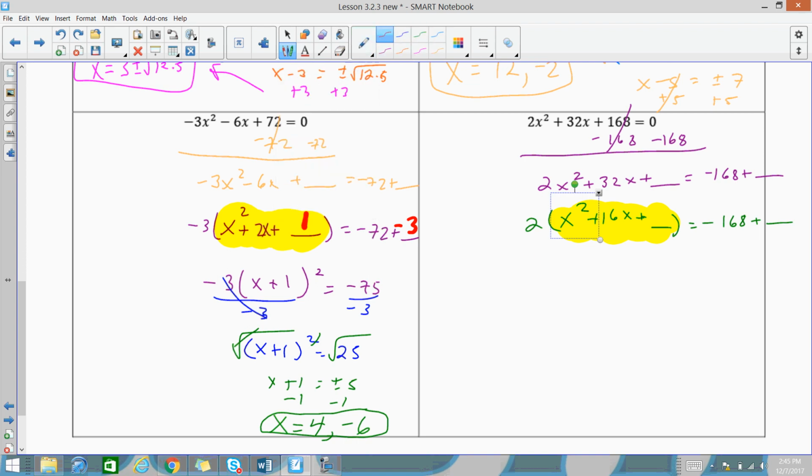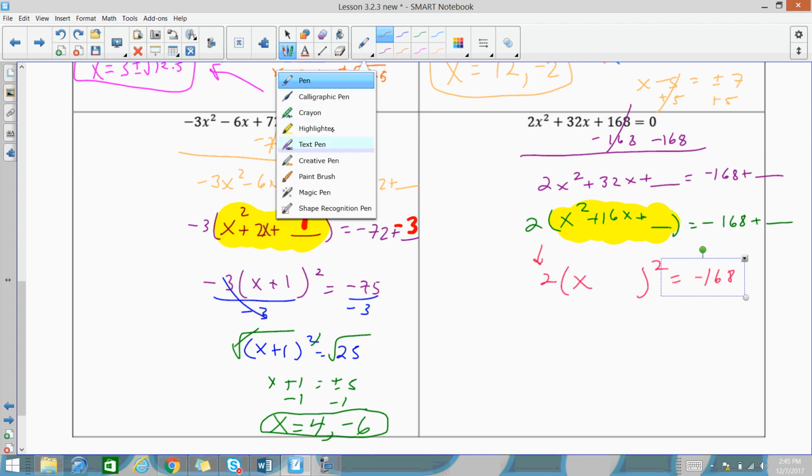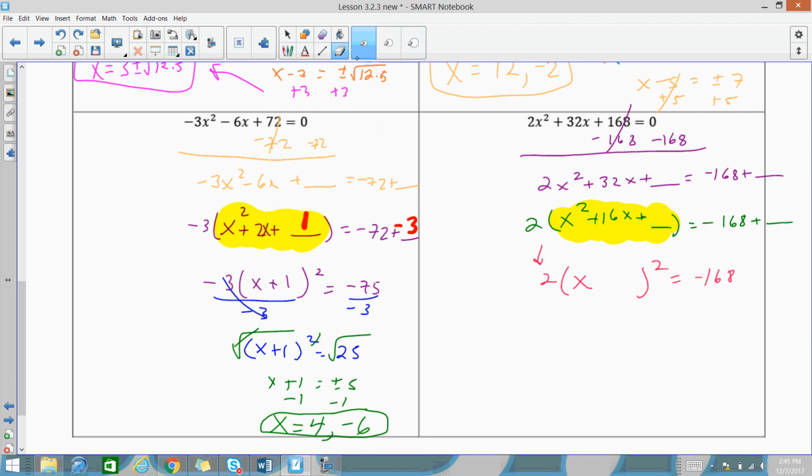So what I like to do is bring down this 2, parentheses, parentheses, x. We'll figure out what our perfect square binomial, or binomial squared, will be. Negative 168. Actually, you know what? I'm going to erase that because we can actually do some big boy, big girl math. We'll add that together in a second.